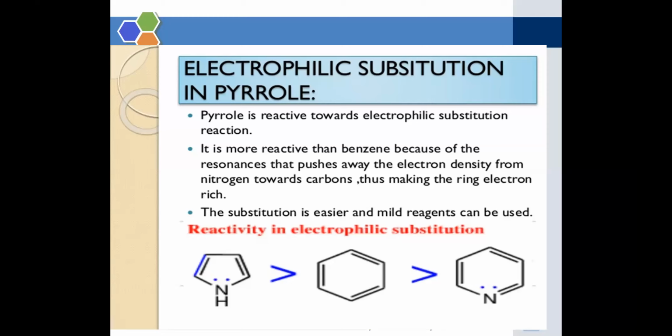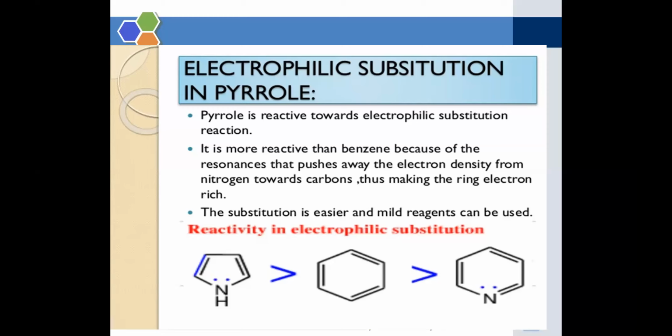And why is pyridine the least? Because in pyridine, the lone pair of electrons is not available for the reaction, and nitrogen being electronegative pulls the electrons towards itself, thus reducing the electron density in the ring. That's the reason why pyridine is the least reactive compared to pyrrole and benzene. So please mention these things in your answer. Though some of the points may not be directly there, listen to this and tell.